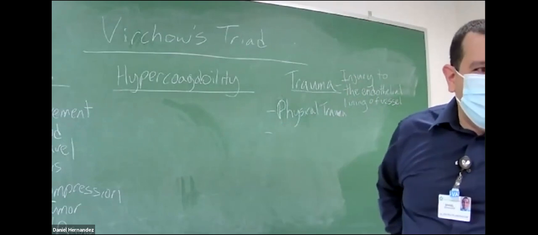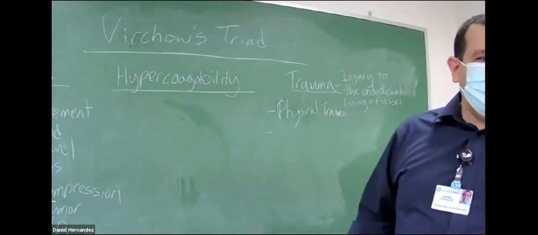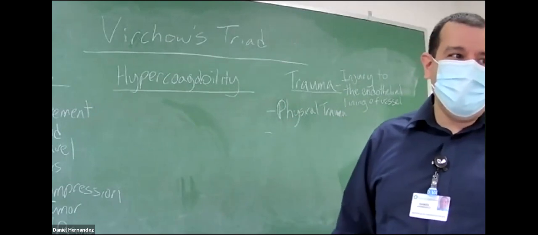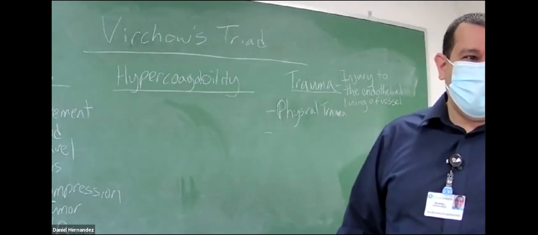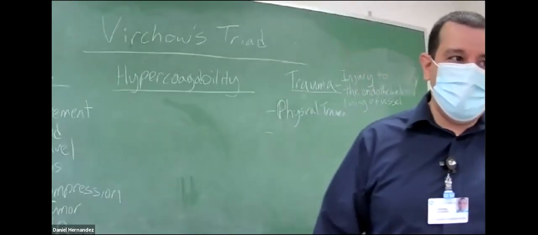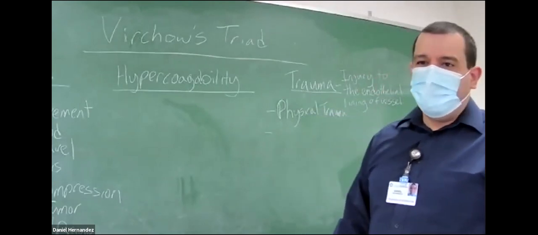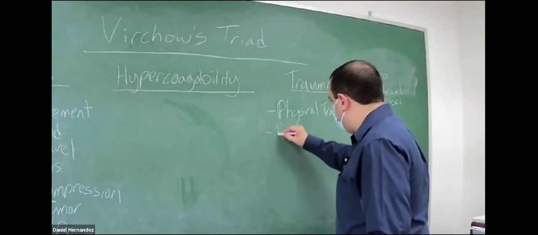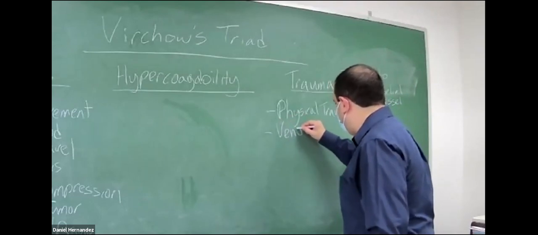Can anyone think of an obvious one that would cause injury to a vessel, or the most common? Puncture. Exactly. Yes. Puncture. So anytime we draw bloods or draw labs, we're injuring that vessel. So we're creating trauma to that vessel. It's a venous puncture.